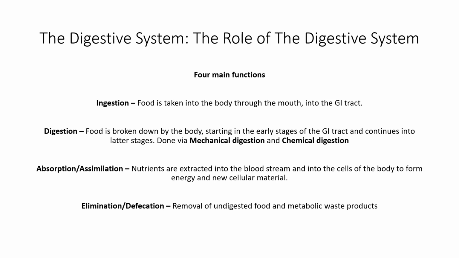This is where absorption and assimilation will happen. Nutrients are extracted into the bloodstream and into the cells of the body to form energy and new cellular material. So this is where nutrients are extracted to allow the body to function, grow, and repair itself. Any materials that we do not need and any nutrients that we have deemed not necessary for the body will be removed from the body via the process of elimination or defecation. This is the removal of undigested food and metabolic waste products, and this will happen at the end of the GI tract and exit through the anus.